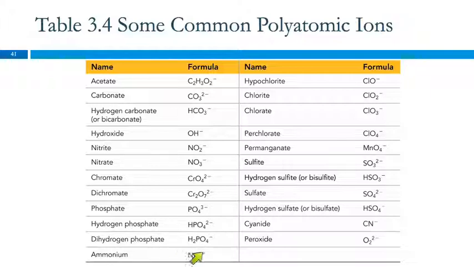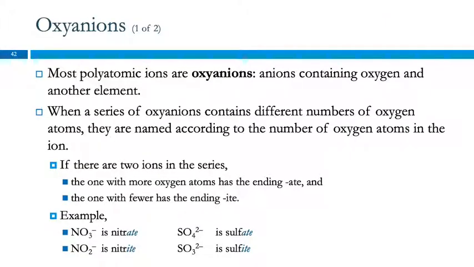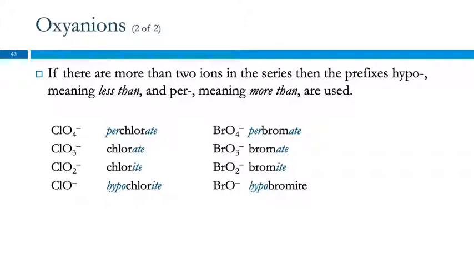The only positive one on here is NH4 ammonium. So most polyatomic ions are oxyanions. They're anions that have oxygen in them. And there are some patterns in these. They form series. So you have nitrate and nitrite. The difference here is the number of oxygens; the charge stays the same, and the number of the other element stays the same. Sulfate and sulfite, the only difference is the number of oxygens. So ate is the one that has more oxygens and ite has fewer. Okay, fine.